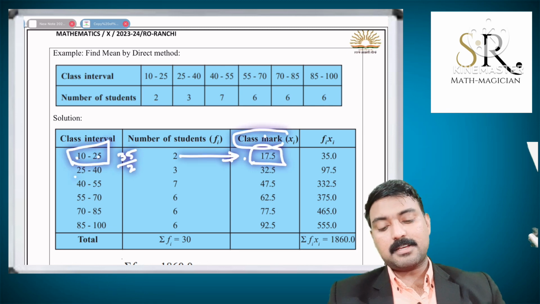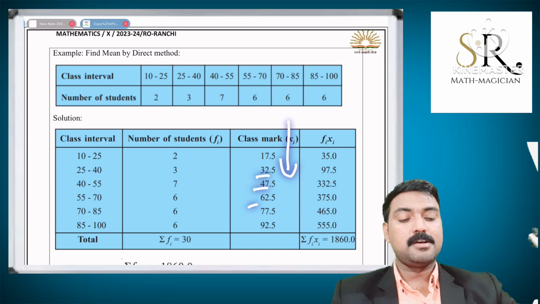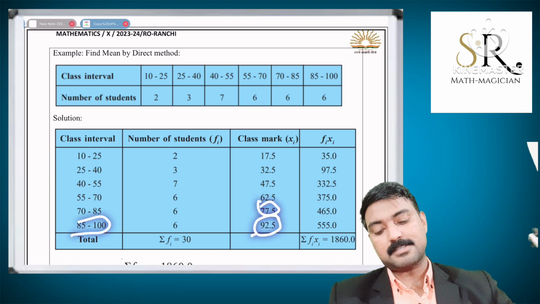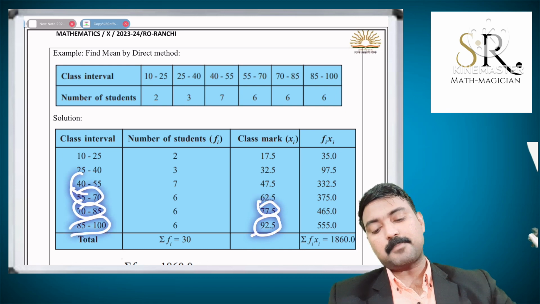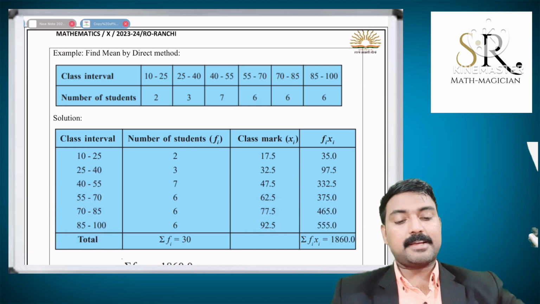Similarly, in each class the mid value can be selected and it will be written as class mark. 32.5, 47.5, 62.5, 77.5 and 92.5. These are all the mid values we got from these classes. Just add the upper limit and lower limit and divide it by 2. So we got the x values.